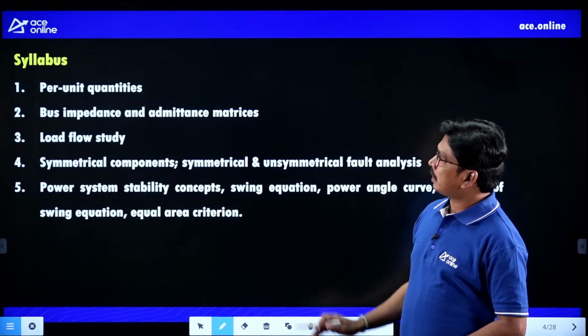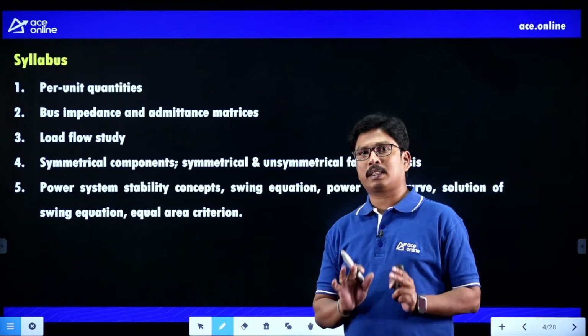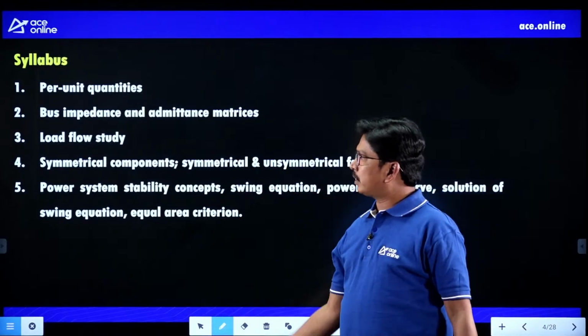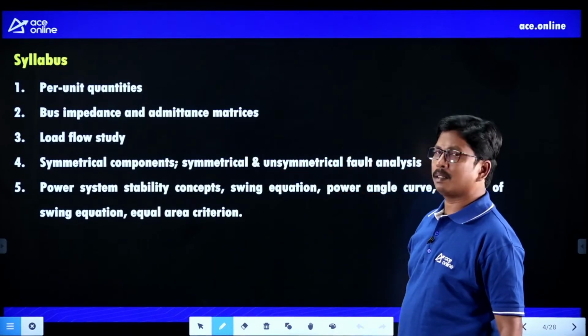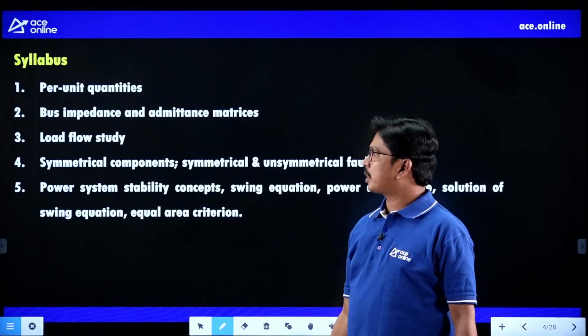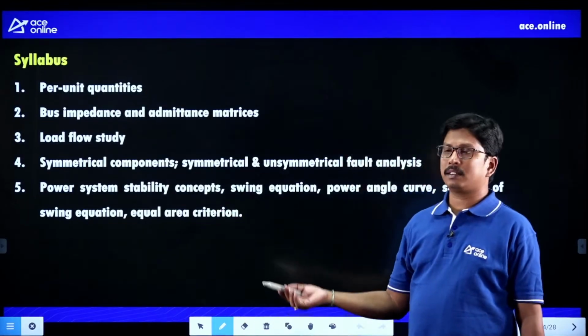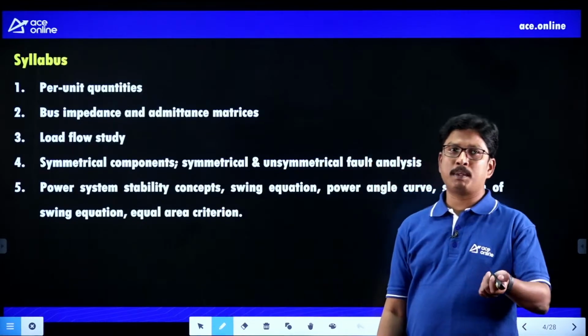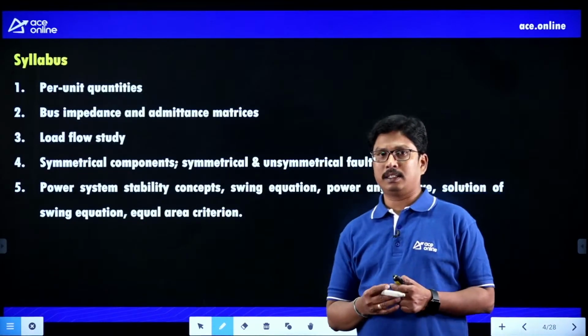Now, this is the prescribed syllabus given for Polytechnic lecture students. They have given per unit quantities, bus impedance matrix and bus admittance matrix, load flow studies, symmetrical components, the total is related to the fault analysis and power system stability analysis related concepts, right?